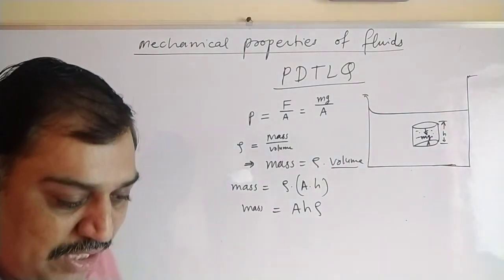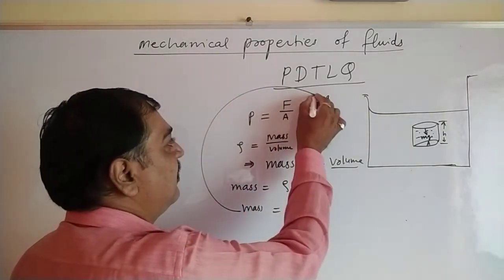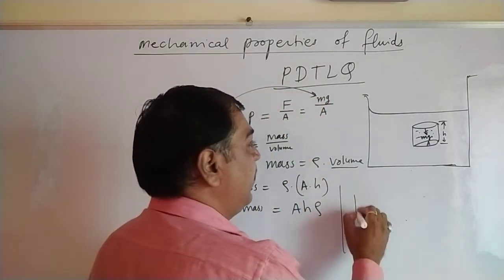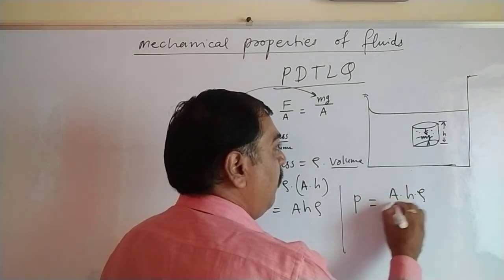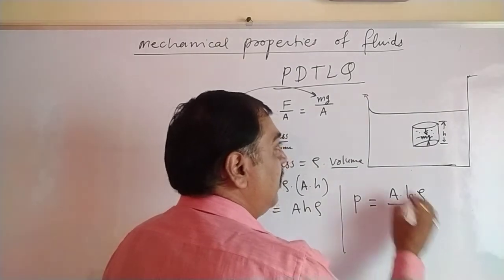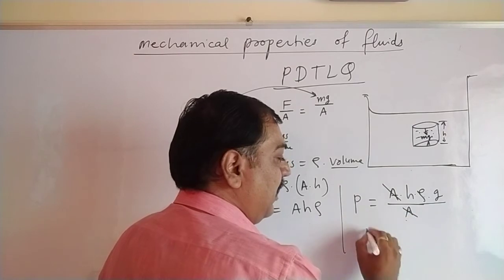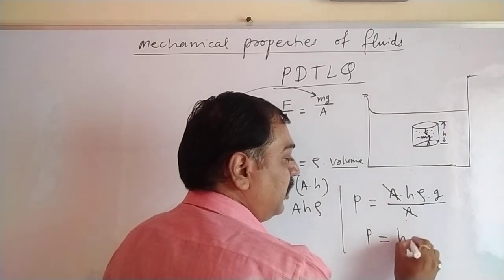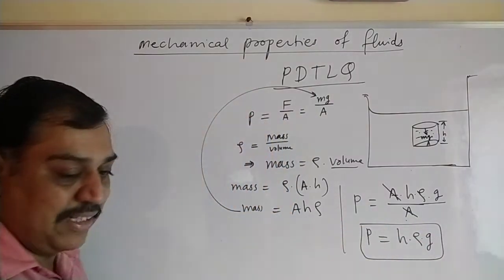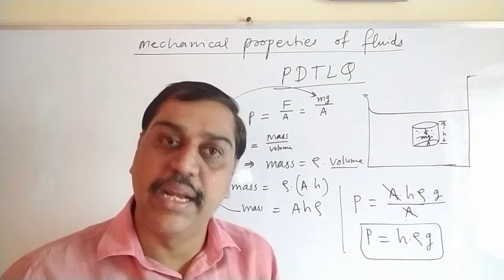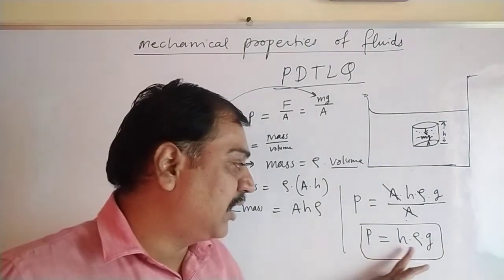Now just put this value of mass in this equation and rewrite P. So P equals, with M being A H rho, divided by A, and g as it is, into g. So A gets cancelled out. The pressure would be H into rho into g, and that is very important to us. And this is nothing but the pressure due to the liquid column. A liquid column can exert this much pressure: P equals H rho g.